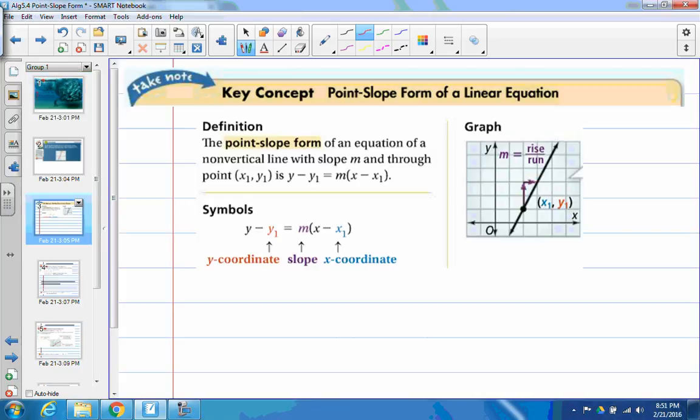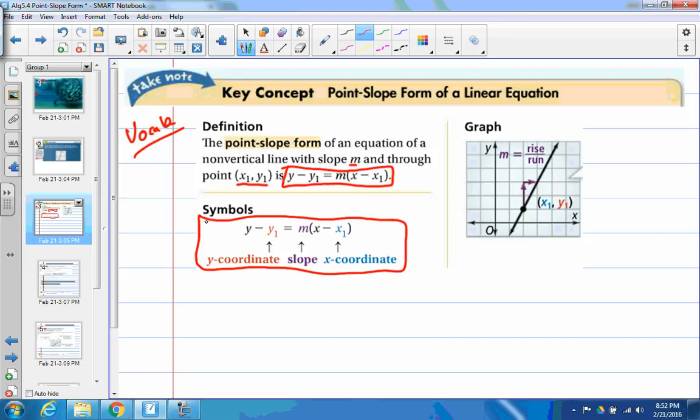But here we go. So what is point-slope form? If we read right here, it says the definition: point-slope form. This is one key vocab word. The point-slope form of an equation of a non-vertical line with a slope of m through a point (x1, y1) looks like this: y minus y1 equals m times x minus x1. So right here is probably your best way of showing it. It's a really weird looking form, but y minus y1 equals m times x minus x1.